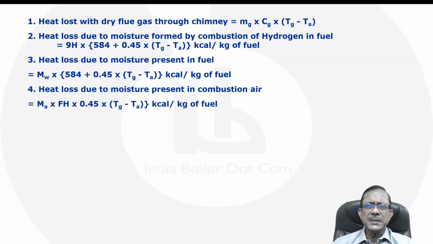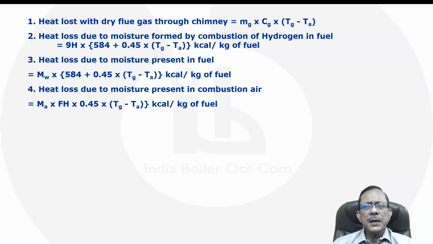The third loss is the moisture in the atmospheric air, that is the combustion air we are using, that can be calculated as Ma into FH. Ma is the total air that we are using, that is the total sum of primary air as well as secondary air. FH is the humidity factor that can be found out if we have the air psychrometric chart, and the dry bulb temperature as well as the wet bulb temperature, right? Again, Tg minus Ta is the APH outlet gas temperature minus the ambient temperature, right?